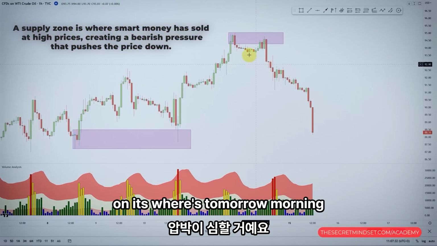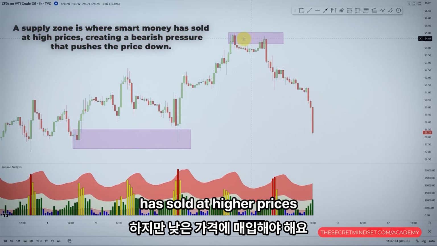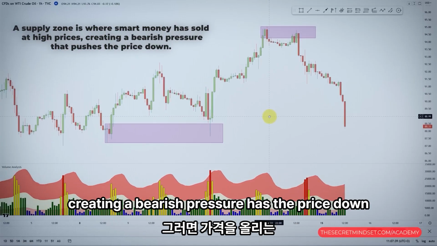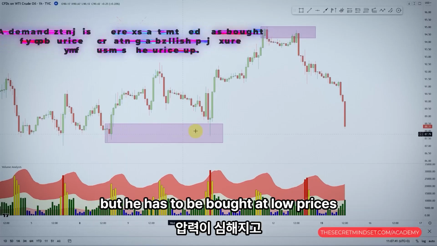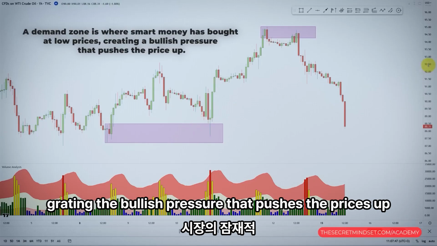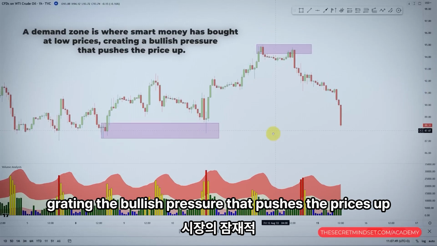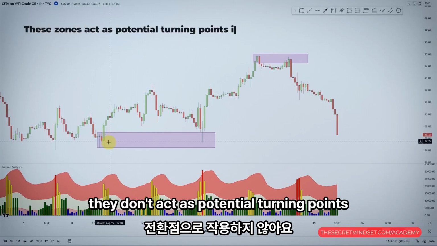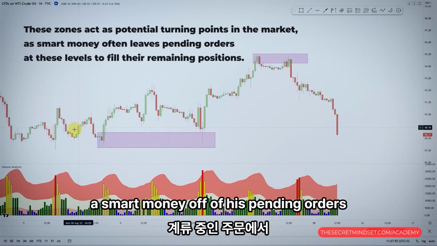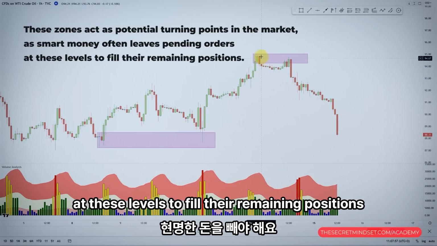A supply zone is where smart money has sold at higher prices, creating a bearish pressure that pushes the price down. A demand zone is where smart money has bought at low prices, creating a bullish pressure that pushes the prices up. These zones act as potential turning points in the market as smart money often leaves pending orders at these levels to fill their remaining positions.